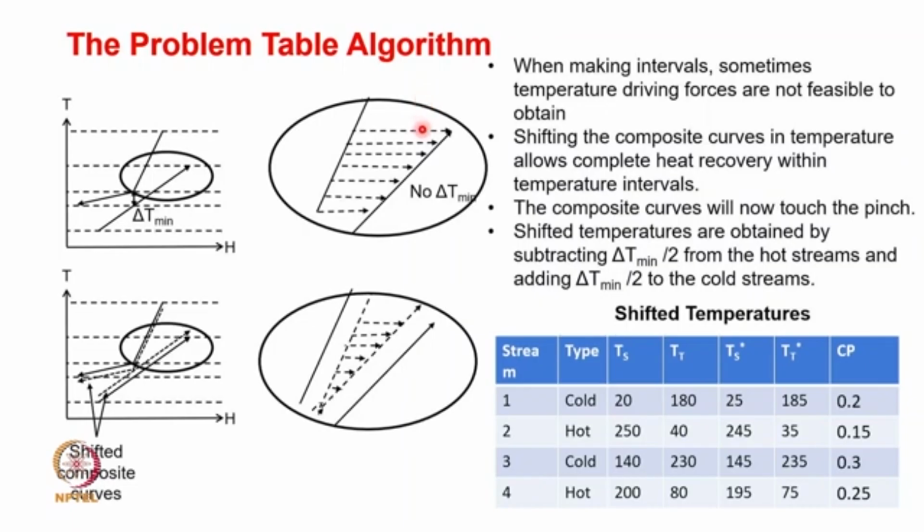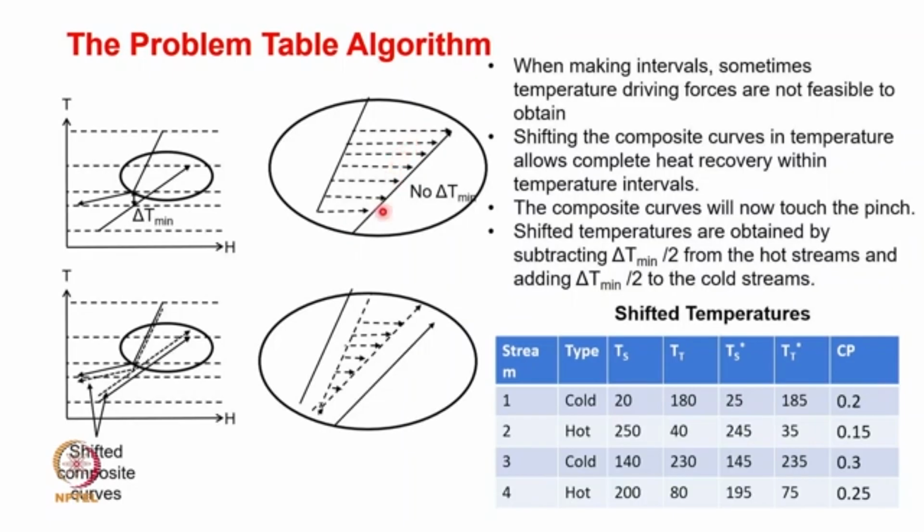To achieve that, you have the data available. What we are trying to do is draw or make the intervals between the composite plots.